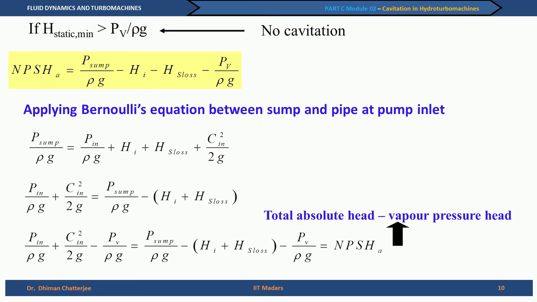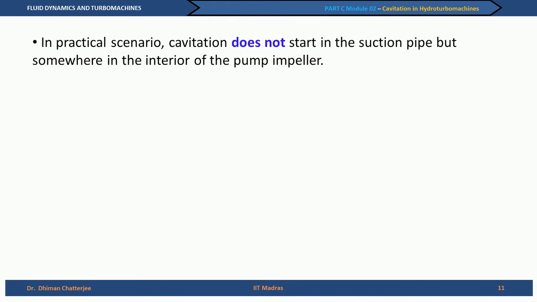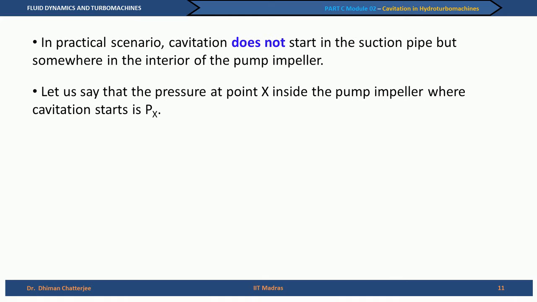It is related with the pressure in the suction pipe just outside the pump inlet. But cavitation really does not start there. Cavitation starts somewhere inside the pump impeller. Let us say that the pressure at the point x inside the pump impeller where cavitation starts is P x, and we know now that P in will be greater than P x. Why? Whenever there is a flow taking place from P in, that is the suction flange just outside the pump inlet, to the suction side of the impeller inside the pump, there are some pressure losses.